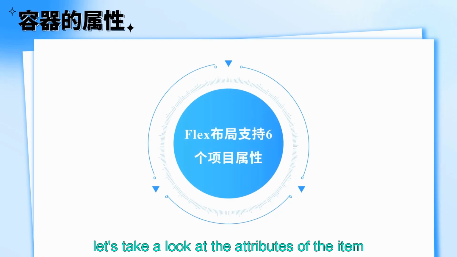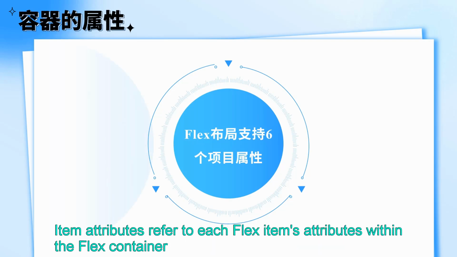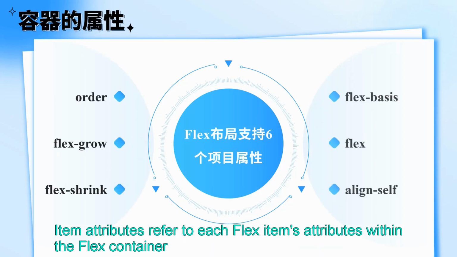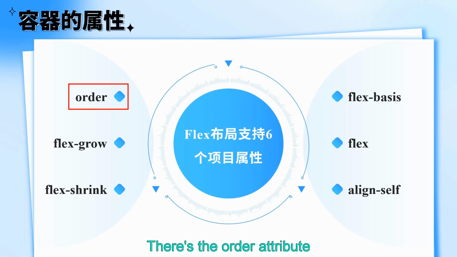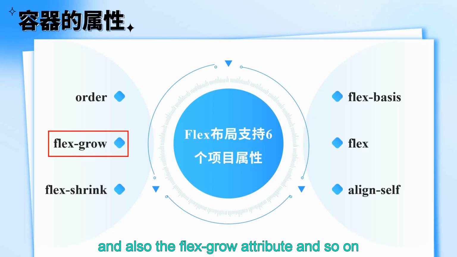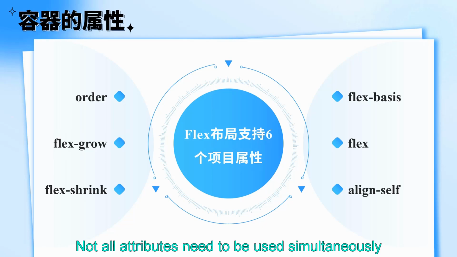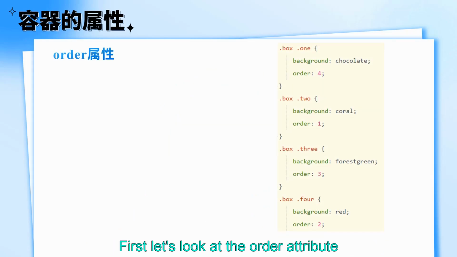Next, let's take a look at the attributes of the item. Item attributes refer to each flex item's attributes within the flex container. There are a total of 6 attributes. There's the order attribute, and also the flex grow attribute, and so on. Not all attributes need to be used simultaneously. First, let's look at the order attribute.